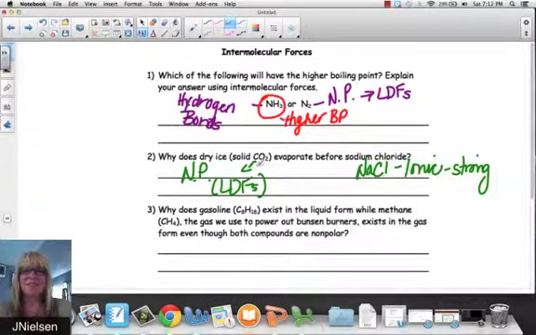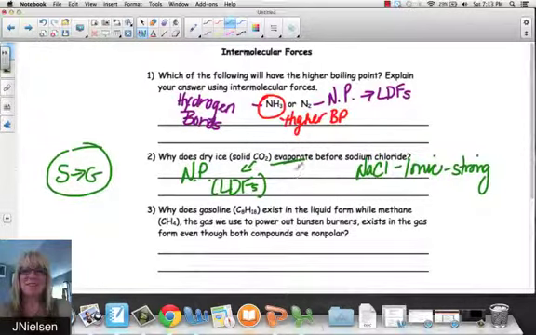So if you know anything about solid CO2, this is dry ice. Dry ice goes from the solid directly to the gas phase, which we're going to learn in another unit is called sublimation. And that's because these LDFs are very weak forces. So it can't hold the CO2 in the solid state. Unlike sodium chloride, very strong bonds, it'll stay as a solid. So evaporate, it's going to go to the gaseous state, the CO2.